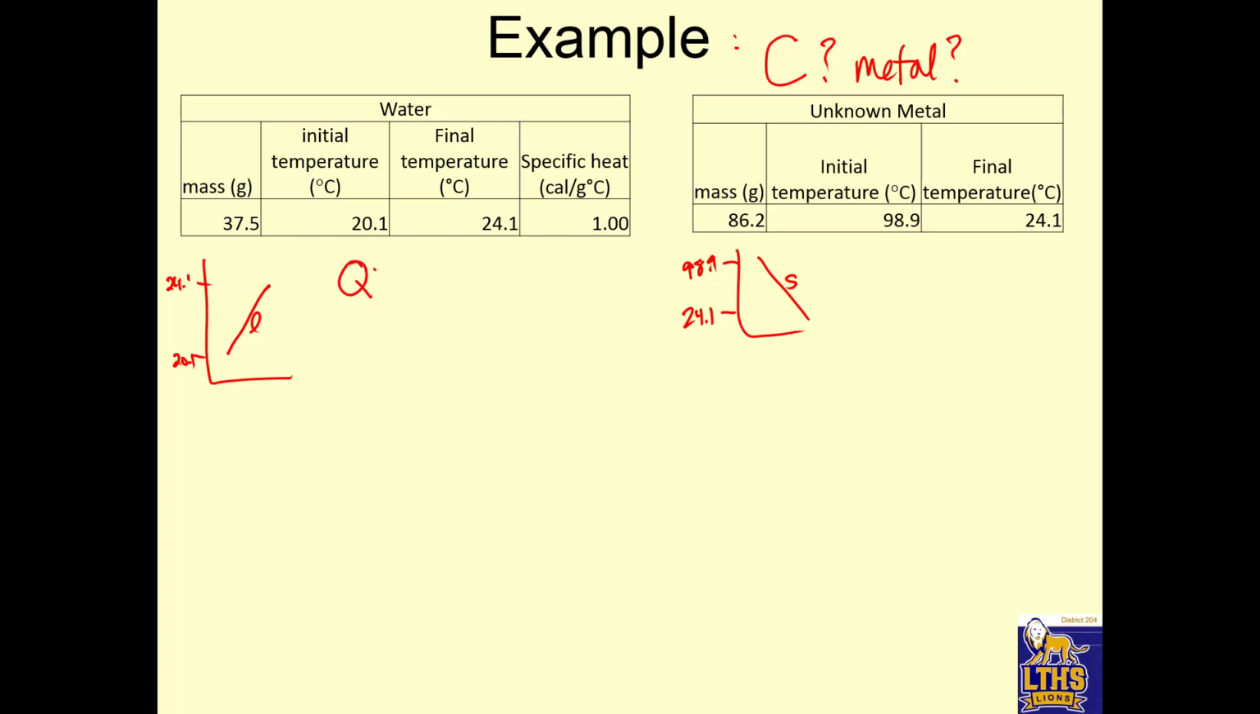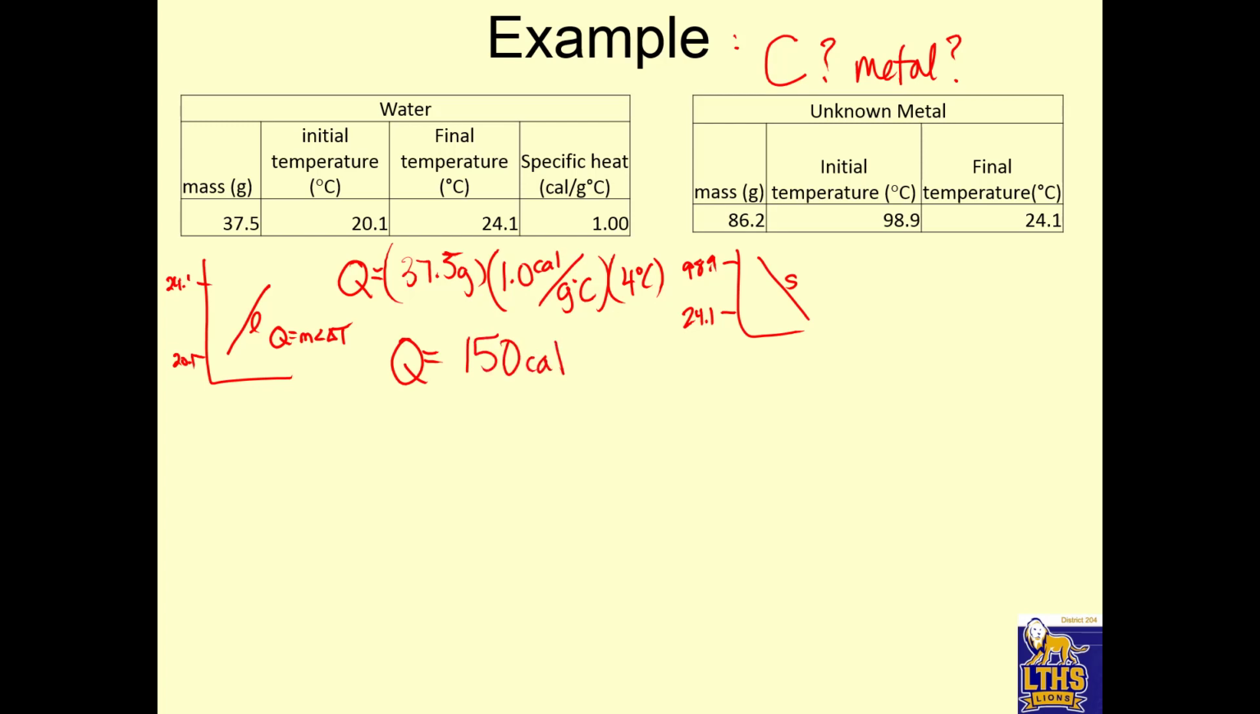So we're looking for Q, and we know the mass of water, 37.5 grams. And we know the specific heat of water is 1.0 calorie per gram degree Celsius. What equation am I using? Q equals MC delta T. All right. And we know the temperature change is 24.1 to 20, so it's a 4 degrees Celsius temperature change. So we find out that the heat lost by water, sorry, it's not lost. Water is actually gaining the heat. Water gains 150 calories here.